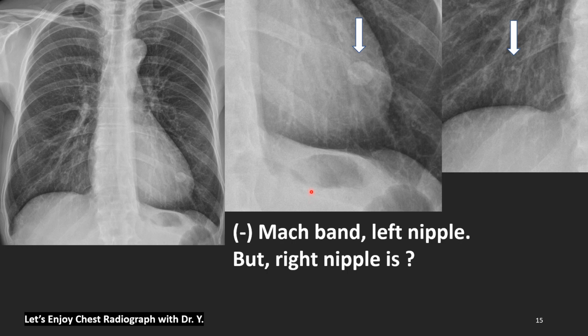Let's review the Mach band effect of both nipples. The left side nipple shows negative Mach band all around. That means the nipple is perfectly convex. But what about the right nipple? Somewhat inconspicuous. That means it is not showing much convexity on the right side nipple.